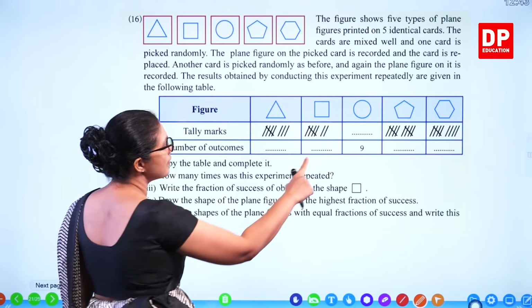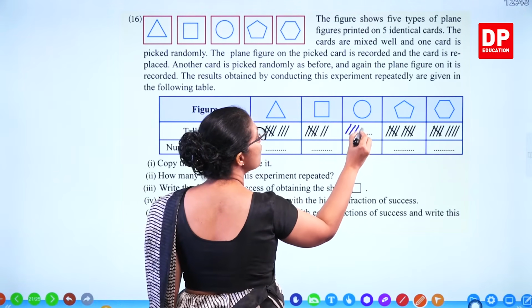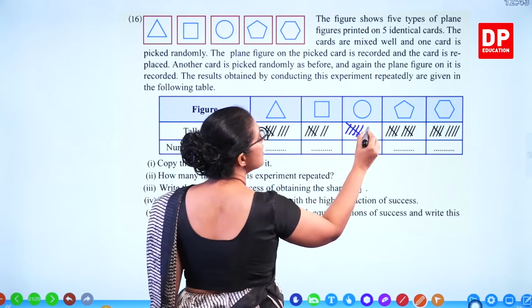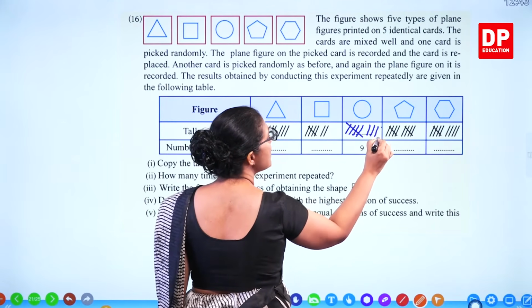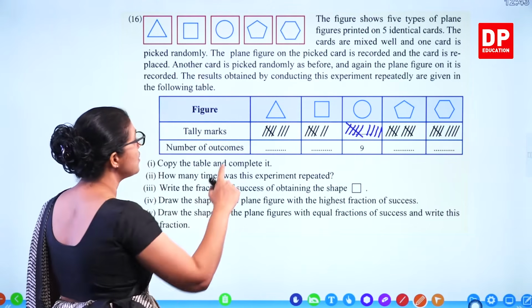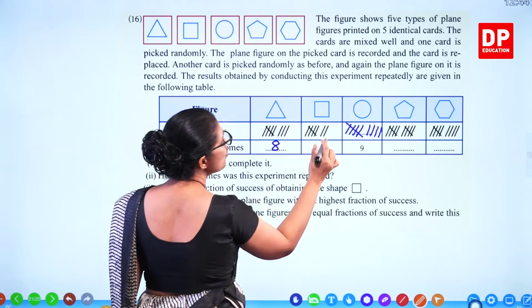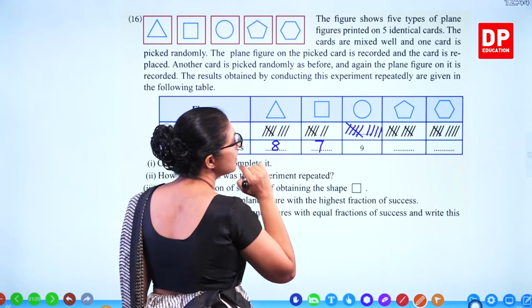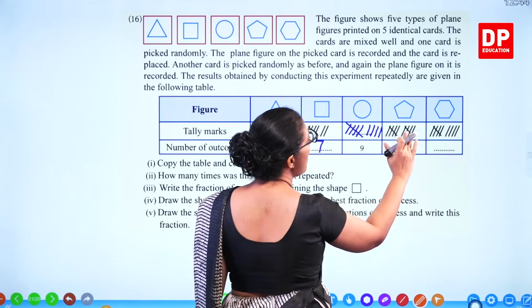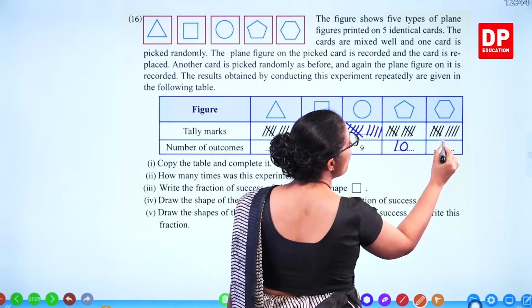So this is 9. 9 means how many tally marks? 1, 2, 3, 4, 5, 6, 7, 8, 9. And now we can count these. 5 plus 3, 8. 5 plus 2, 7. This is 5 and 5, you get 10. This is 5 plus 4, that's 9.